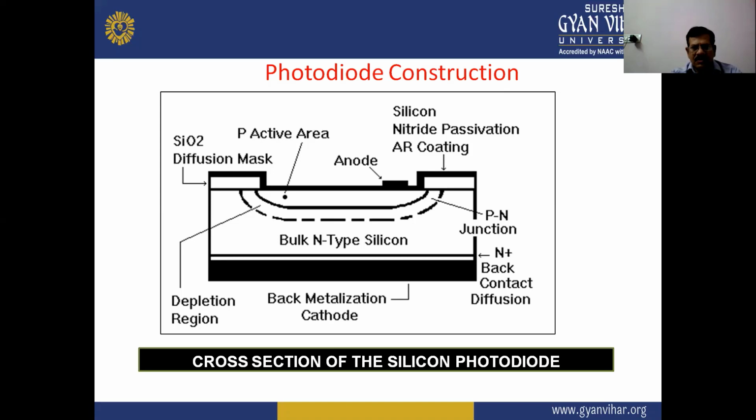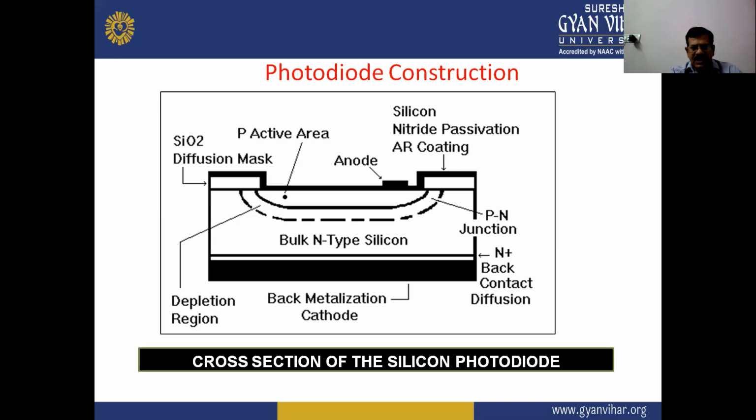So here between anode and cathode, or P-type area and N-type area, there is a formation of a PN junction, and between the PN junction, a depletion region is formed. In the depletion region, there are immobile charge carriers across the junction. The width of the depletion layer is very small, in the range of angstroms.